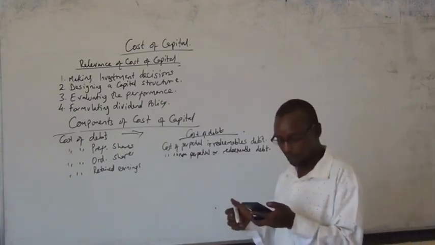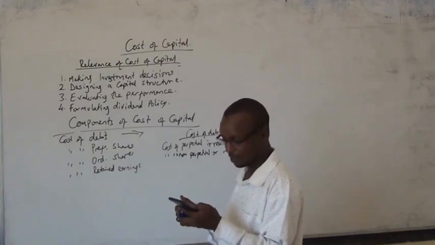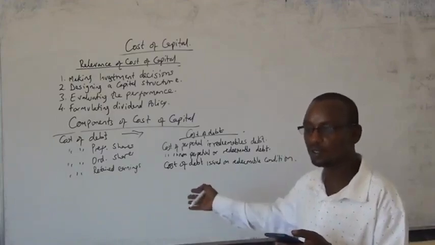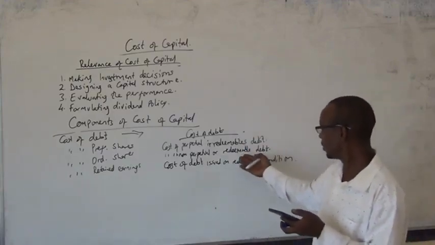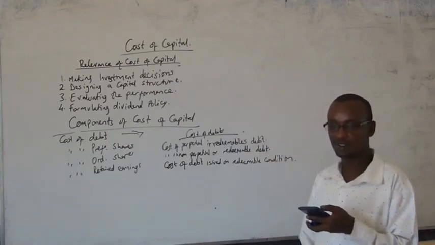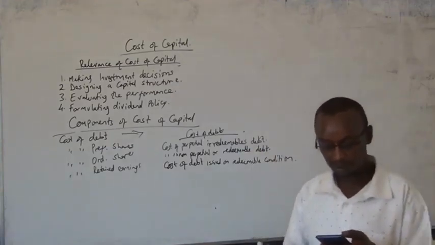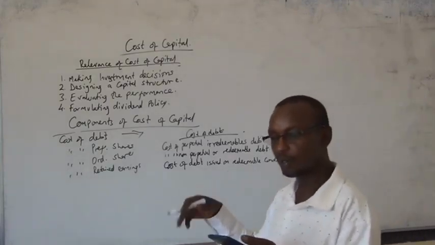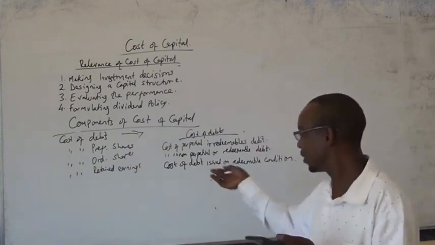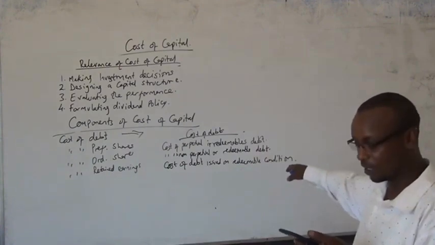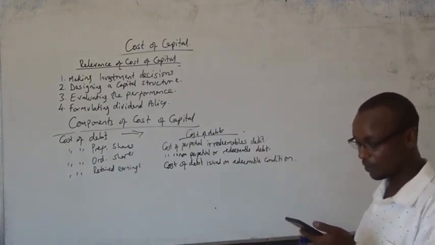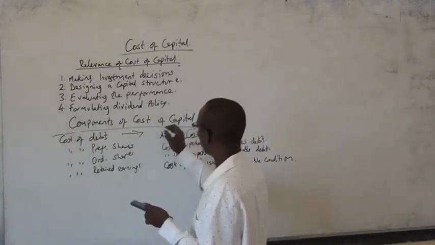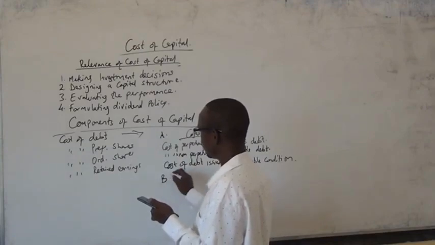Then kuna hii costs of debt issued on redeemable condition. Kuna condition mnawekea hapo wale wanataka redeemable, sindio? Yeah. So utakuta utalipa interest and then ukiredeem you will also add another cost or something like that. So if there is any other cost like that, we classify it together with what? Other costs. So this is called cost of debt. Then we go to what?